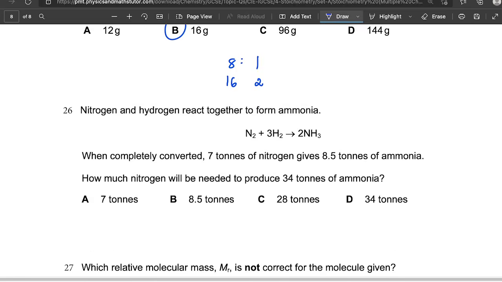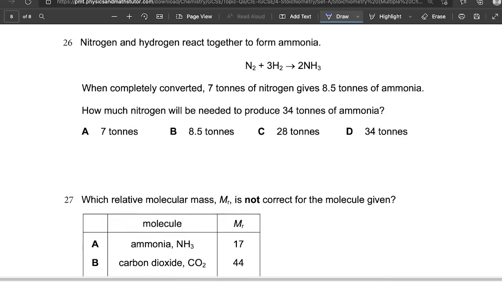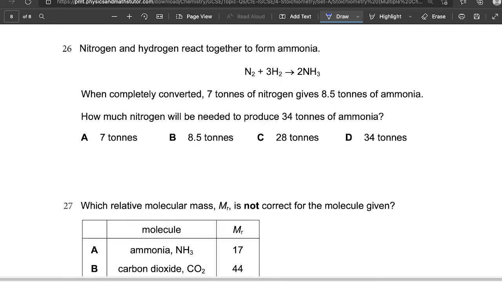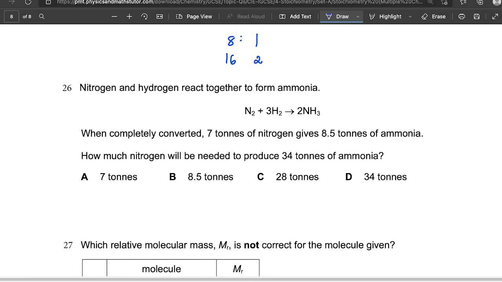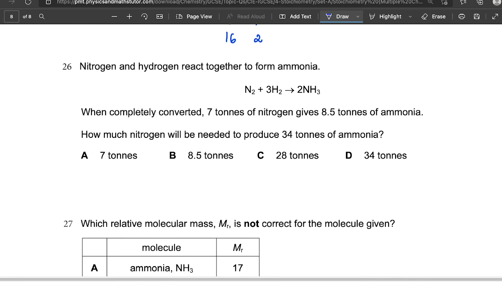Okay. Move on to the next question. I think these are the last 2 questions, if I'm not wrong. Yeah, should be the last 2 questions. Let's do it. Nitrogen and hydrogen react together to form ammonia. Okay, we know this reaction. It comes quite a lot in paper 4. When completely converted, 7 tons of nitrogen give 8.5 tons of ammonia. So 7 tons give 8.5 tons of ammonia. How much nitrogen will be needed to produce 34 tons of ammonia?